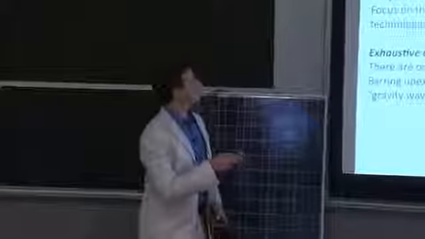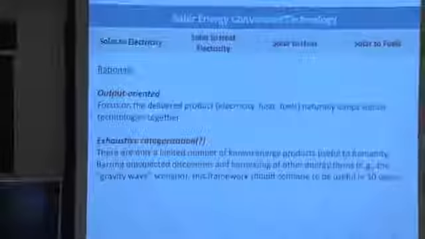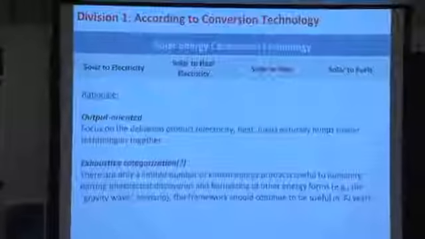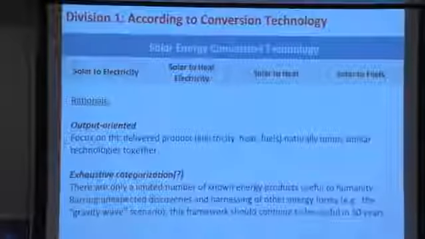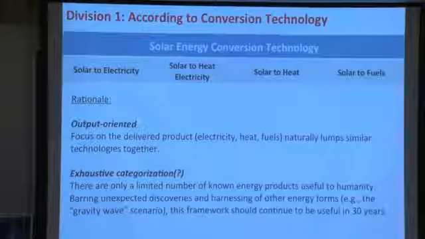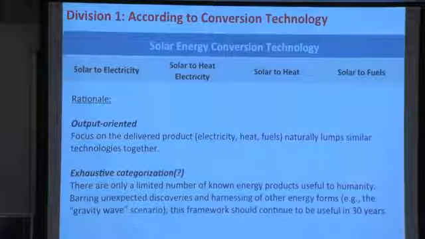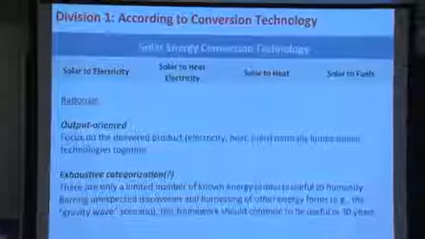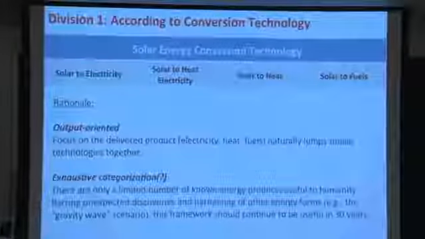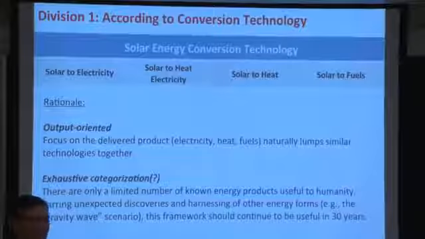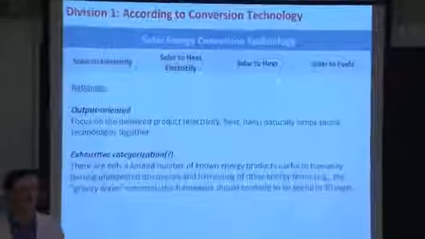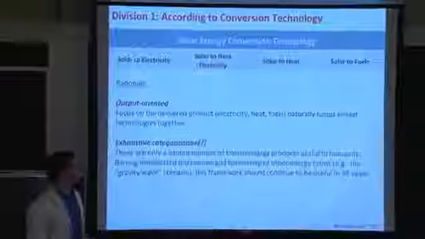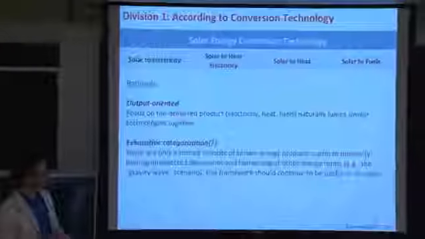So we have solar energy conversion technology, and we chose an output-oriented rationale for dividing the solar energy conversion space. The output would be either electricity, heat, or heat which is then used to power, say, a turbine, which generates electricity, or fuels. Those are the four primary outputs of solar energy today. Yes, there are technologies out there, for example, that convert sunlight and store it in some way and convert light on the other end. But we're not including those in here because, again, the 90% rule. We're focusing on the major ones.